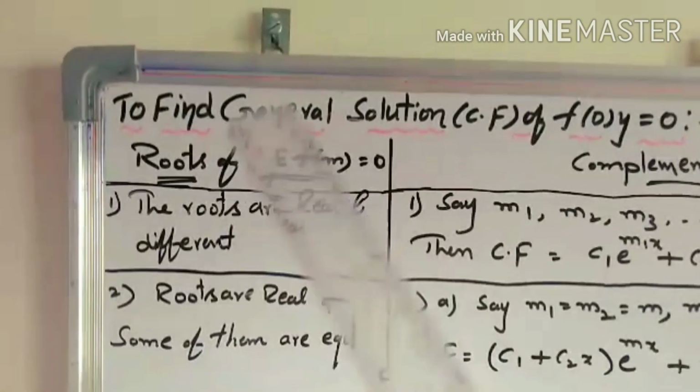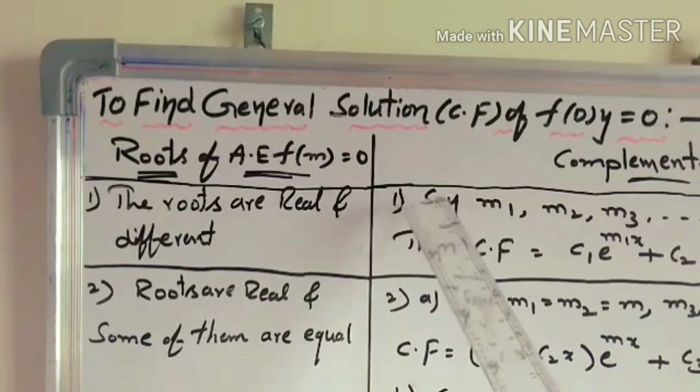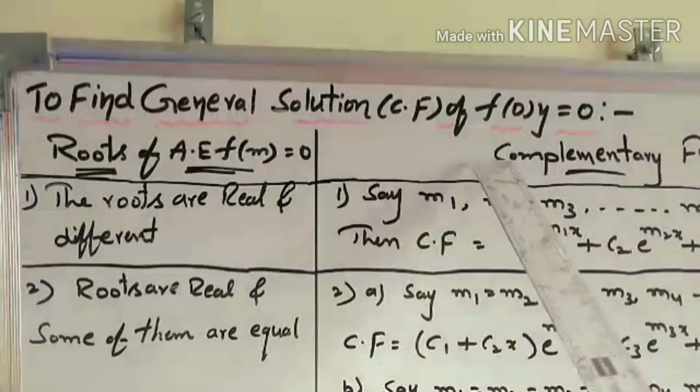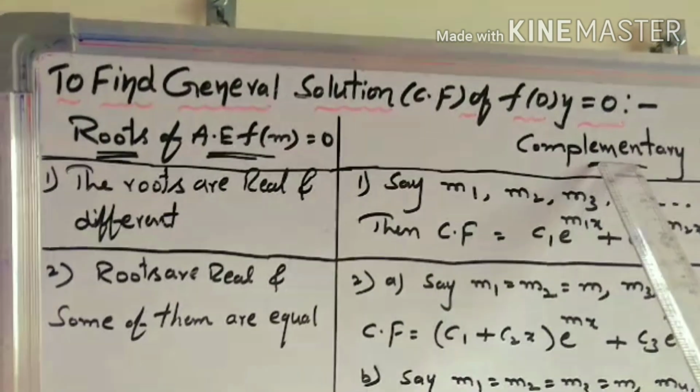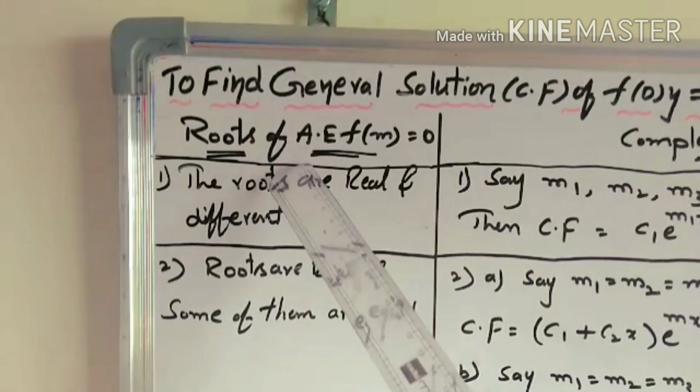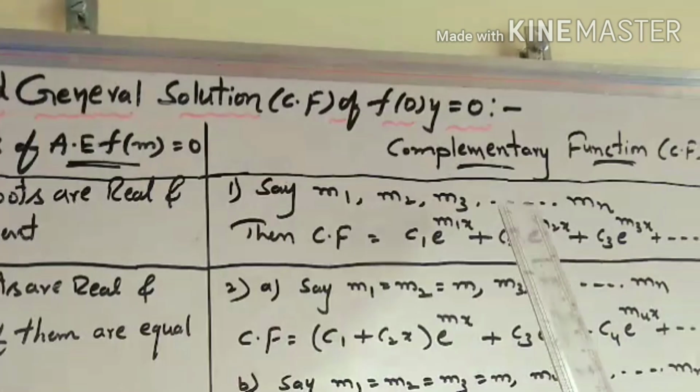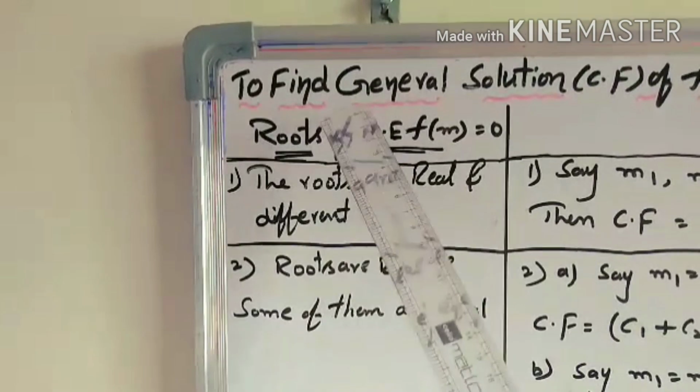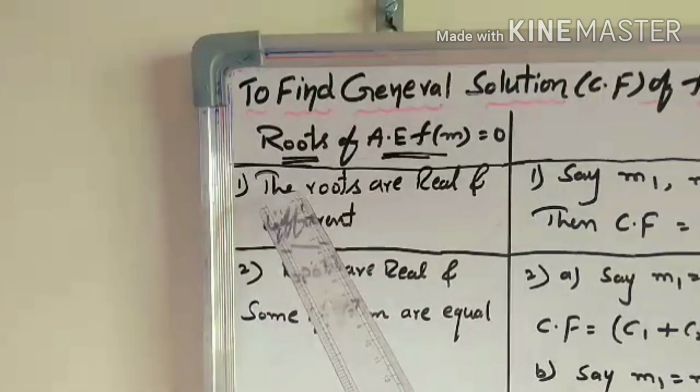So today's class is to find the general solution, that is the complementary function, of f of D into y is equal to 0. So what is the roots' nature? Then what is the complementary function? Okay, I can explain now. So what is the first point? Here, roots' nature.